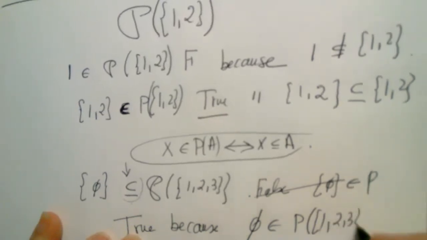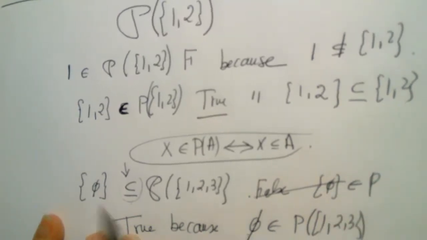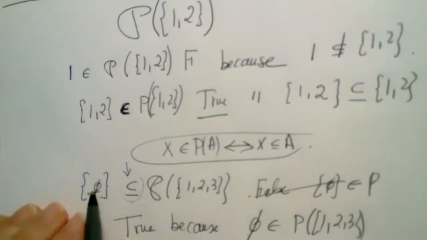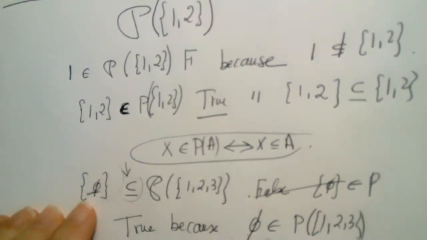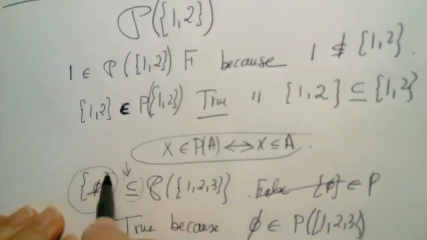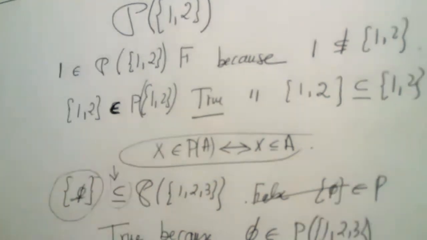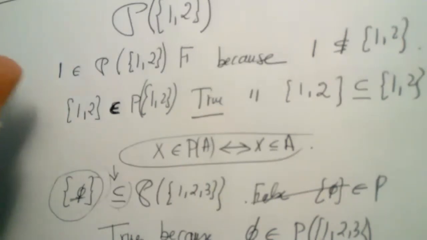Since it's an element, it means this set has one element, so the empty set is an element of the power set. It means that the set that consists of it is a subset. So be very careful with what is an element of and what is a subset of. All right, so this is just a quick question.